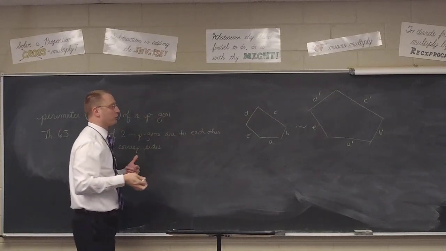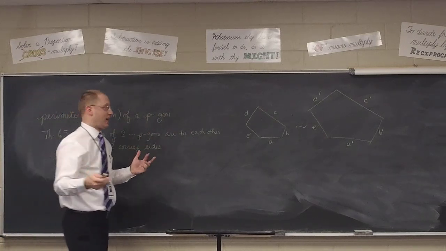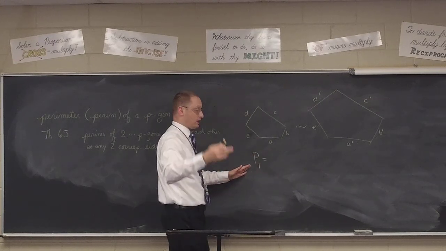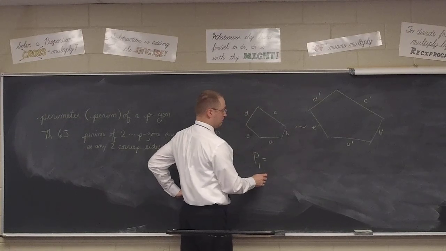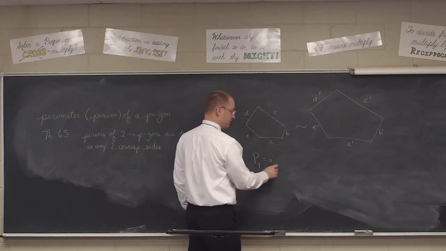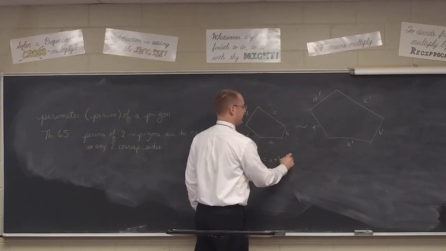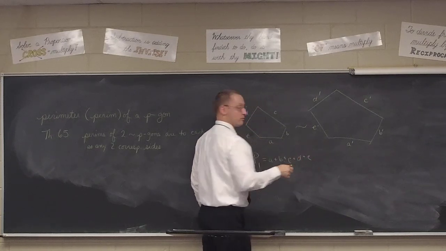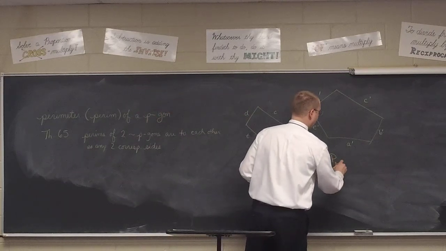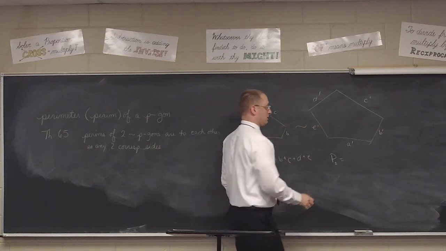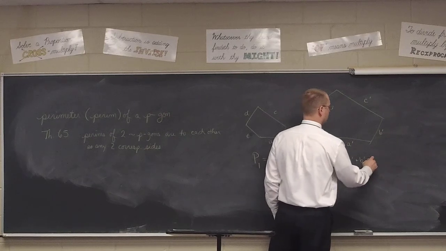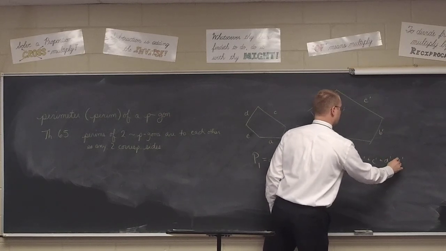Well, remember we said the perimeter of a polygon is the sum of the sides. So the perimeter of polygon 1 would literally be what? A plus B plus C plus D plus E. And if there were more sides, we just keep adding. The sum of the sides. The perimeter of polygon 2 would be A prime plus B prime plus C prime plus D prime plus E prime. There we go. That would be the perimeter.